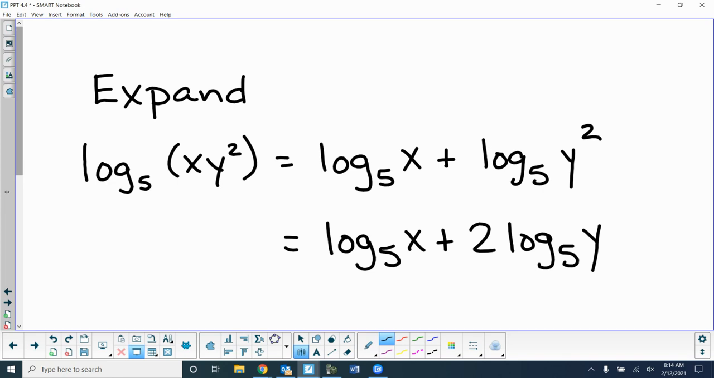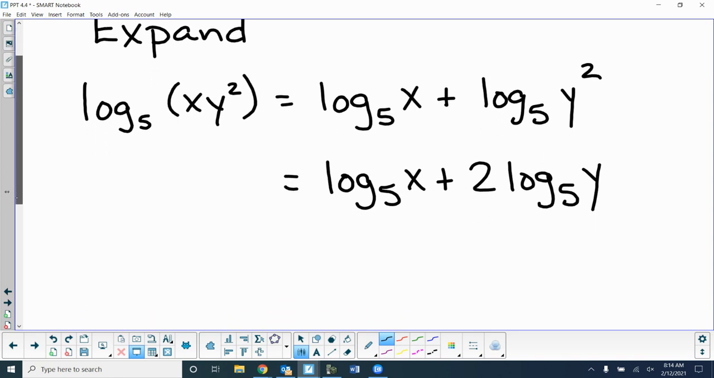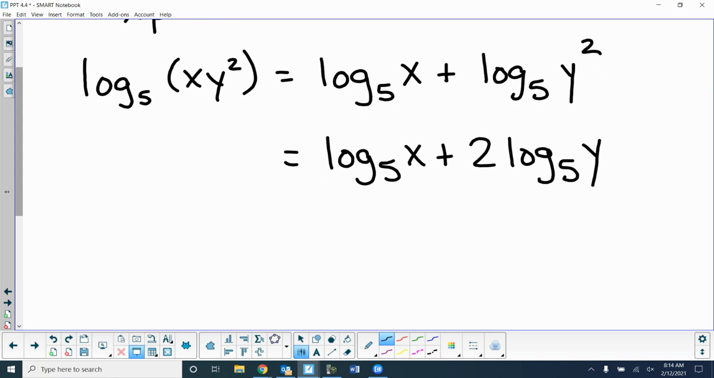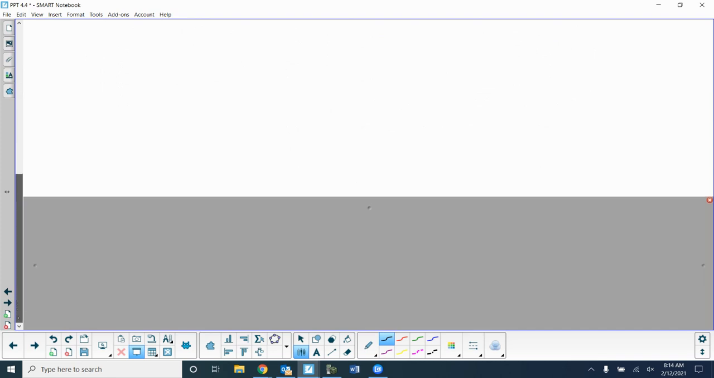If this was division here, what would this have been? I would have done subtraction. That's all they want us to do. We don't have to find answers. If we had actual numbers here, we would actually do that, but there were no numbers, so we just go ahead and do that.